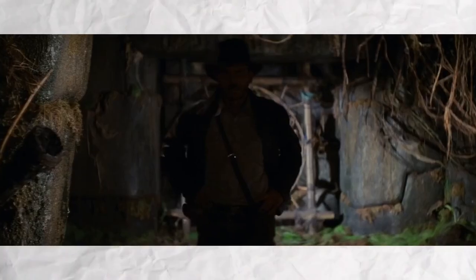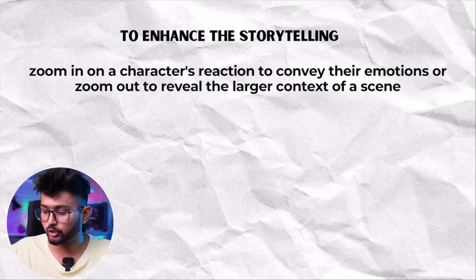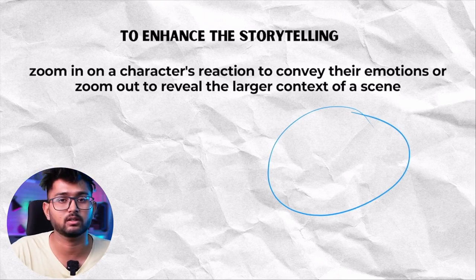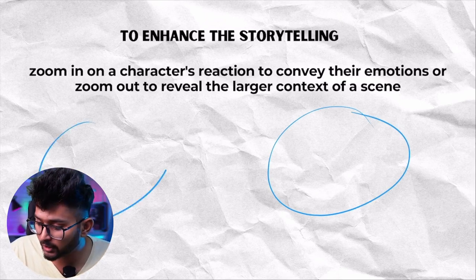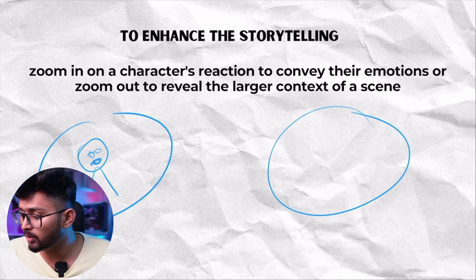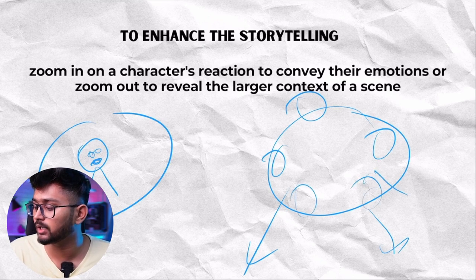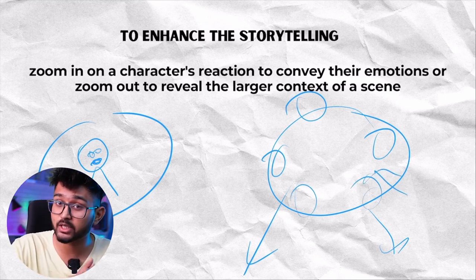So here we are zooming into a character's reaction to convey their emotions in a much better way, right? And the second point of this entire storytelling aspect is that we also zoom out sometimes in order to give a bigger context in the scene, right? So we zoom into a particular face expression to enhance the storytelling. We also zoom out sometimes to get more elements inside the frame to enhance storytelling. So this is the second use case of zoom ins and zoom outs.